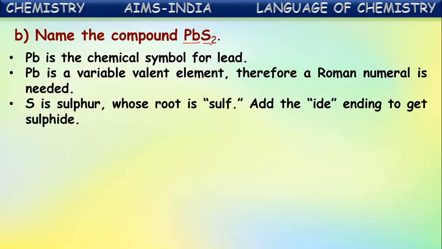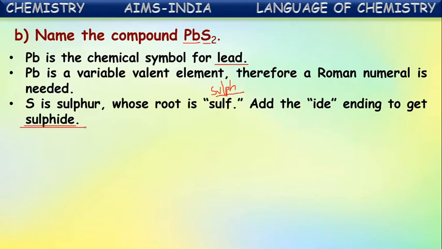And S is sulfur, whose root is sulf. Actually, from the name, sulf is taken, and it can be written like this also, S-U-L-P-H. It can be written sulfur with F or PH. Now, from the root it is taken sulf. At the end of this, ide is added, and it becomes sulfide. So, lead sulfide. Both the anion name and the cation name have come now. So first we write the cation name lead, and at the end we write the anion name sulfide.